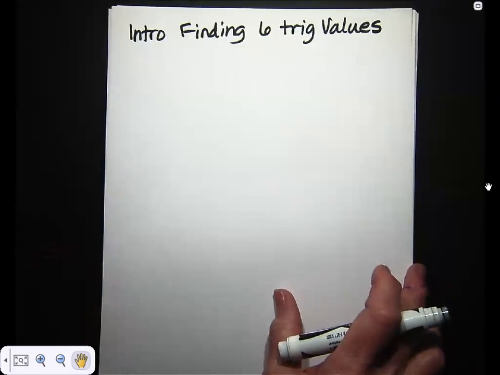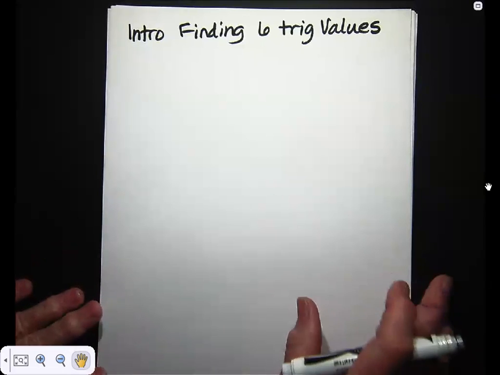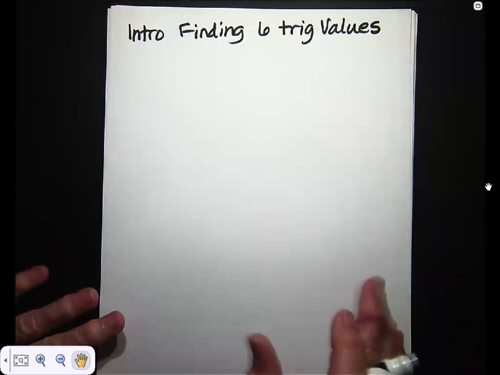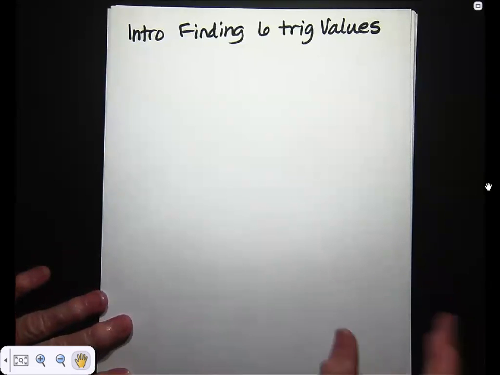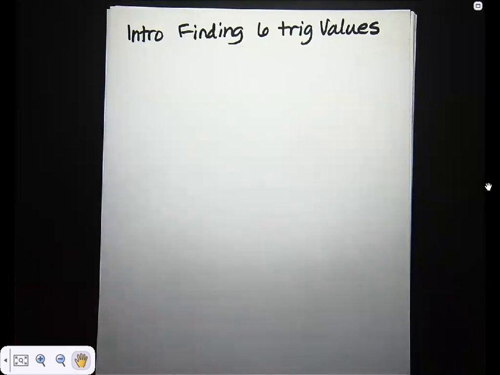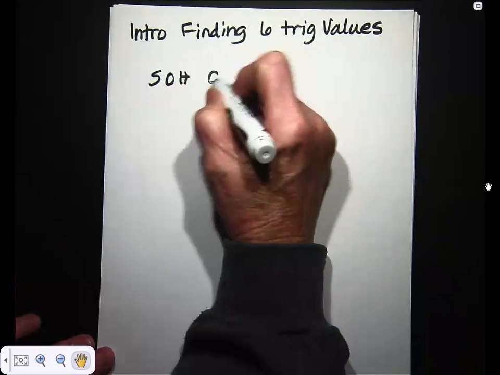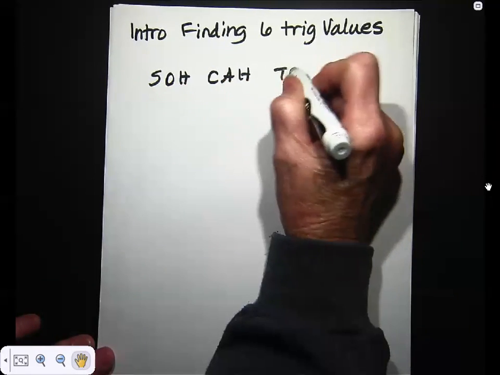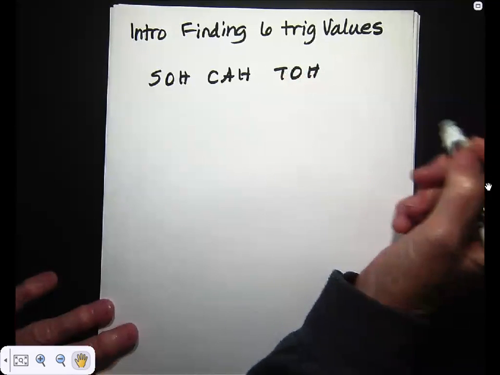Hi, so today we're going to talk about finding the 6 trig values, which is something we're going to use your chart or the unit circle for that you found yesterday with your ordered pairs. I want you to go back and think for a second about when you were in geometry, where you talked about SOHCAHTOA. So that would be your first introduction to the trig values.